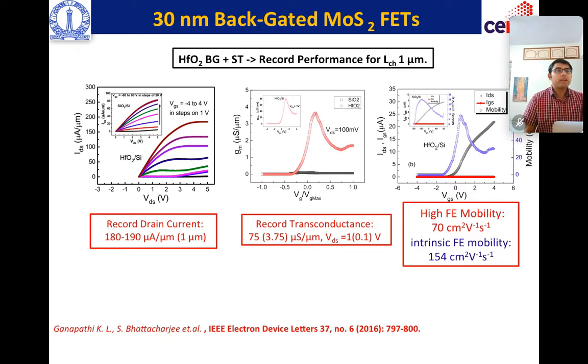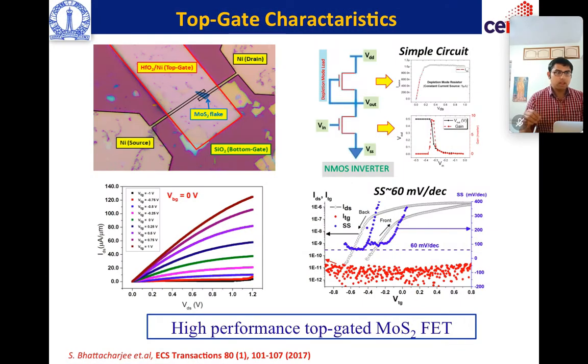The drastic improvement in transistor performance is attributed to a combination of 3 factors. First, efficient gate coupling with an EOT of 6.2 nanometers. Second, charge impurity screening due to the high-K dielectric. And third, very low contact resistance through sulfur treatment.